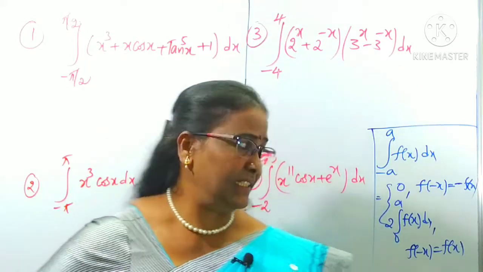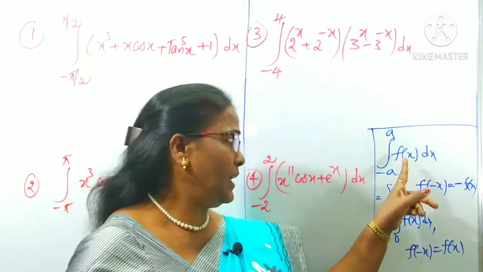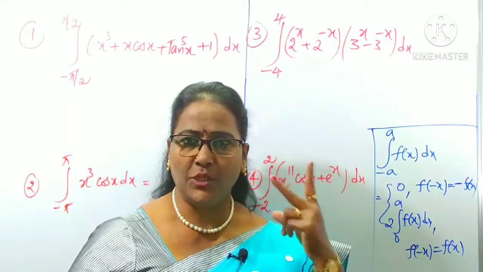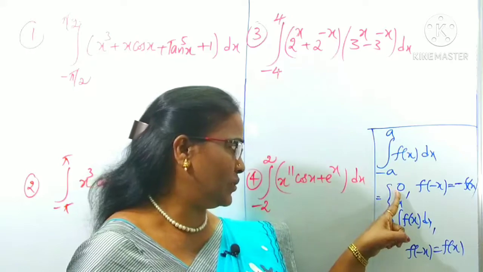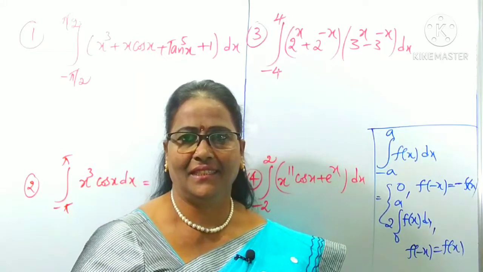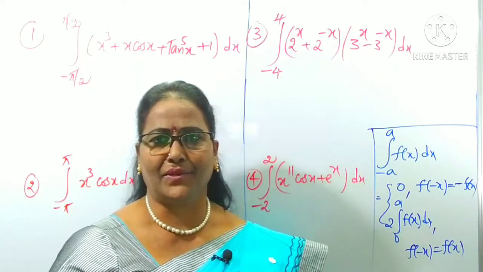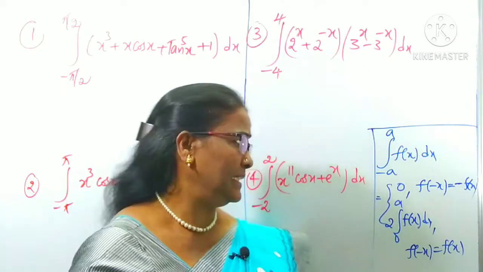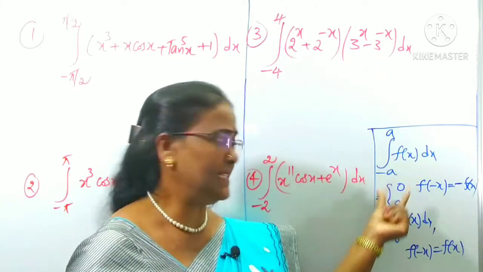That is again written here. That is, the integral of f of x between the limits minus a to plus a has 2 results. First result, it is 0 when f of minus x is equal to minus f of x. What is the meaning of f of minus x equals minus f of x? Indirectly, the function is said to be an odd function. Then the resultant value of the integral is 0.